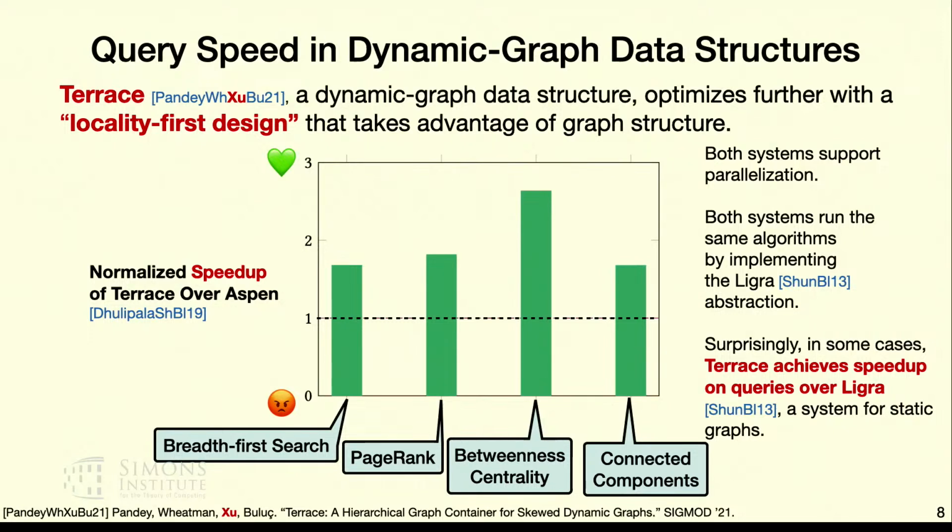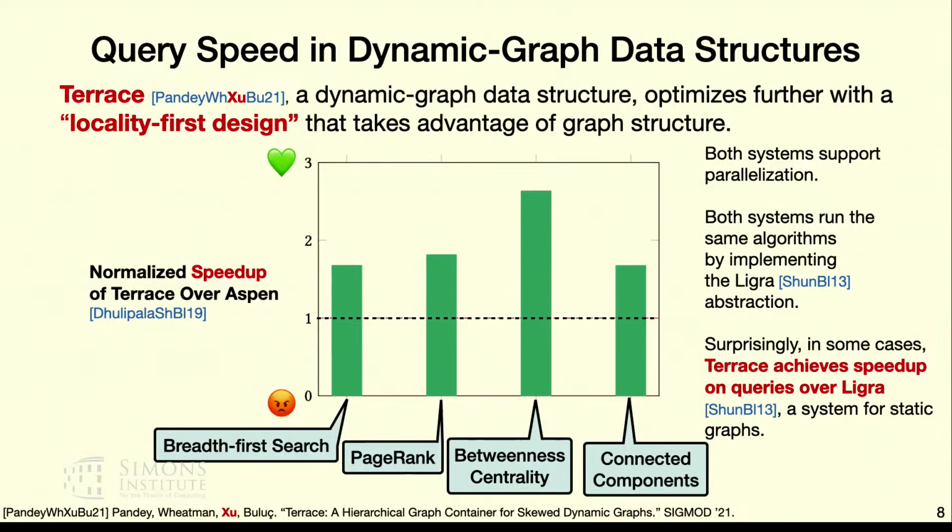And both systems run the same algorithm because they implement the same high-level algorithm framework. And surprisingly, in some cases, Terrace actually achieves speedup over Ligra, which is a static system. That is surprising because often you have to pay something for your dynamicity in your algorithm performance. But in some algorithm cases, you actually don't if you do this locality optimization.